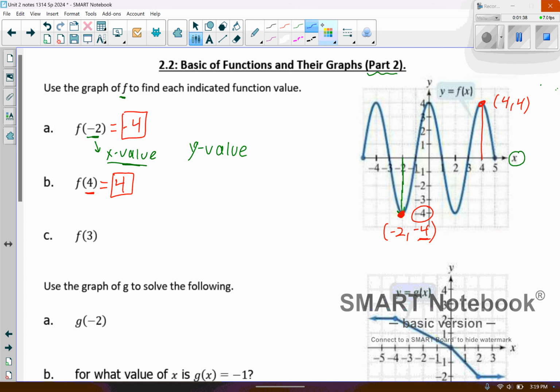And then the last one, f of 3. So let's see, when x is 3, the y value is 0. And so that is my answer right there.